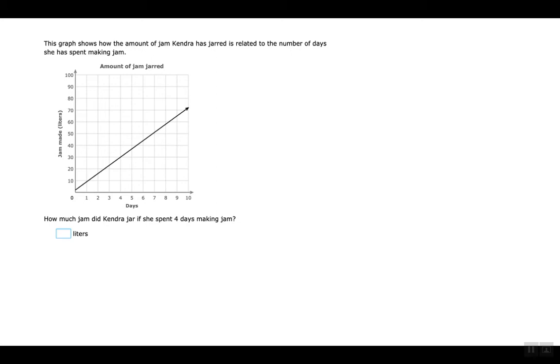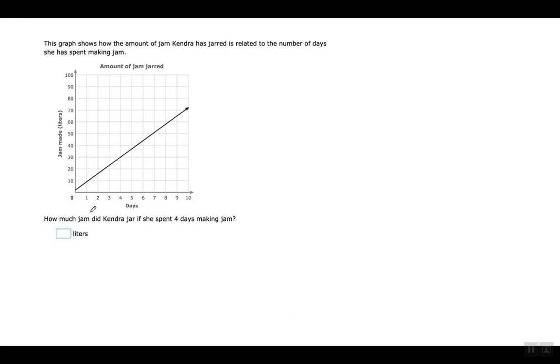Okay, I'll do several though, just in case anybody needs it. It says this graph, basically they're going to give you graphs, and you have to fill in the right answer. It says this graph shows how the amount of jam Kendra has jarred is related to the number of days she has spent making jam, okay? Really, it says right here on the axis what each thing says. This is the days and this is the jam made. You could just look at that to answer the question.